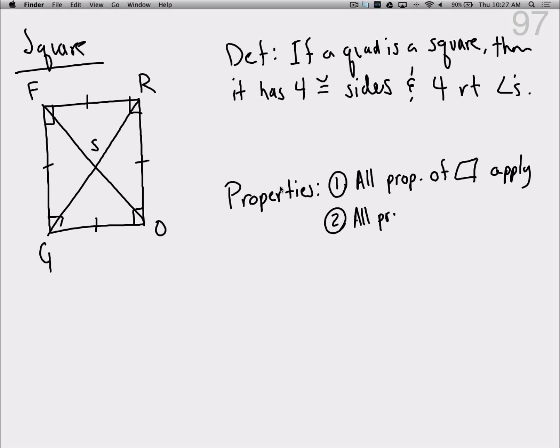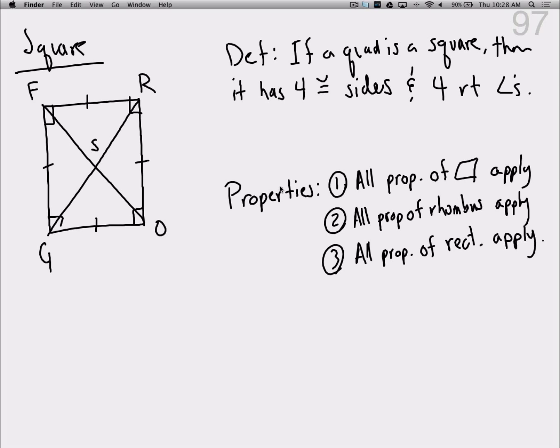All the properties of a rhombus apply. And number 3, all the properties of a rectangle apply. 4 right angles, opposite sides are parallel, opposite sides are congruent. All 4 sides are congruent. The diagonals are perpendicular to each other. The diagonals bisect each other, so they're perpendicular bisectors of each other.